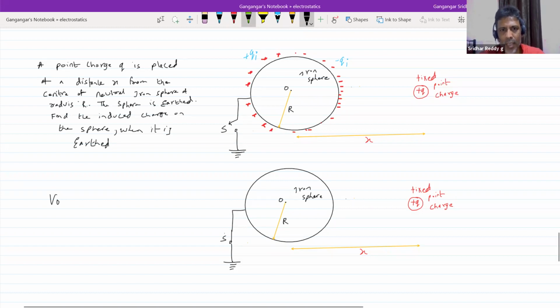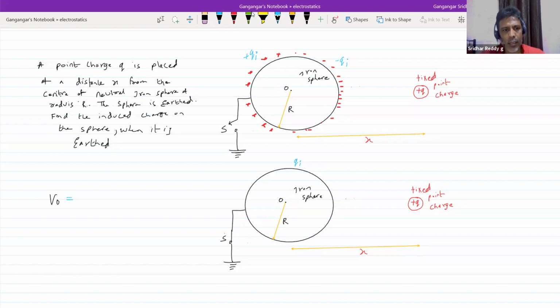There'll be some charge left over. Some induced charge will be left over. I don't know what that induced charge is, even the sign I don't know. Is it plus Qi or minus Qi? We don't know anything about that. So there will be some induced charge, that will be Qi. So what is the potential of point 2?